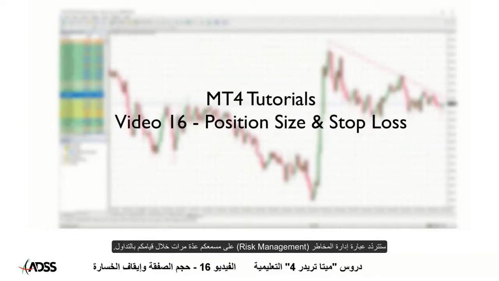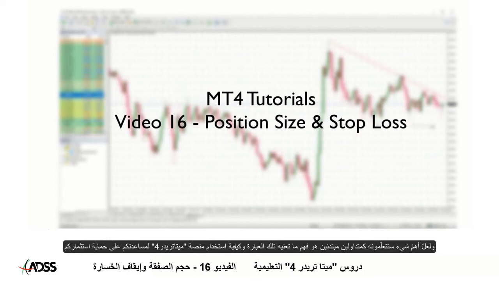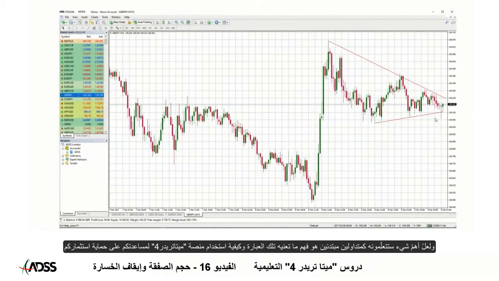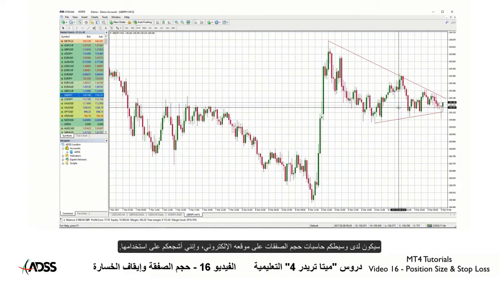You will hear the phrase risk management myriad times in your trading life. Understanding what that means and how to use MT4 to help protect your investment is probably the most important thing you will learn as a beginning trader. Your broker will have position size calculators on their website, and I highly encourage you to use them.